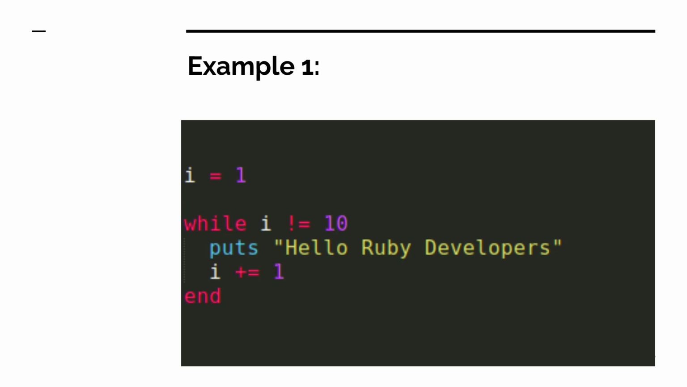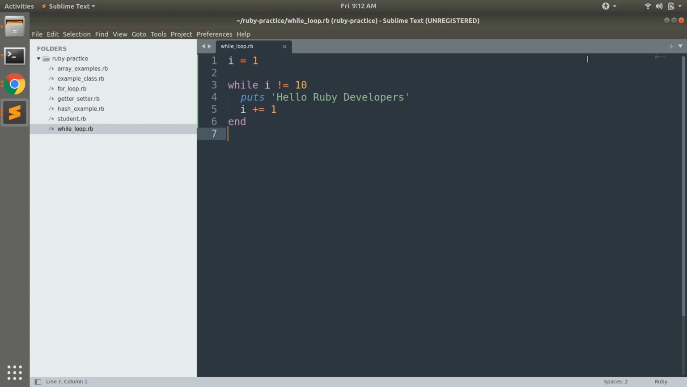For example, if you write false here, then it will never execute, and if you write true here in the logical expression, the loop will keep executing for infinite times. So this is what we need to be careful about. Let's try to run the example. Here you can see I equal to 1, while I not equal to 10, puts hello Ruby developers, and then I'm incrementing I by 1 every time.